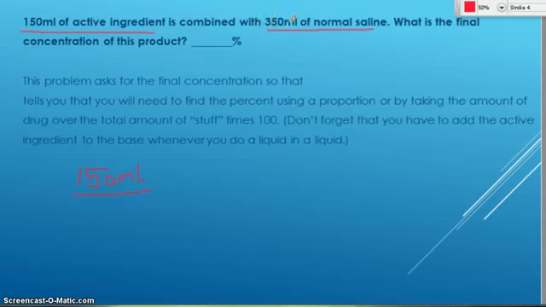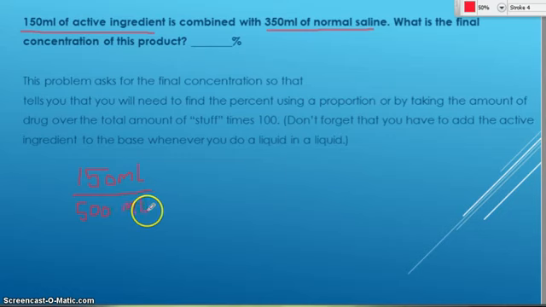So say you're making some sort of a mixed drink, and you add a liquor to your mixer, your soda, your juice, whatever, that quantity is going to increase. So 150 plus 350 is what's going to go on the bottom down here. So this is going to be out of a total of 500. So my total amount of stuff is 500 milliliters.